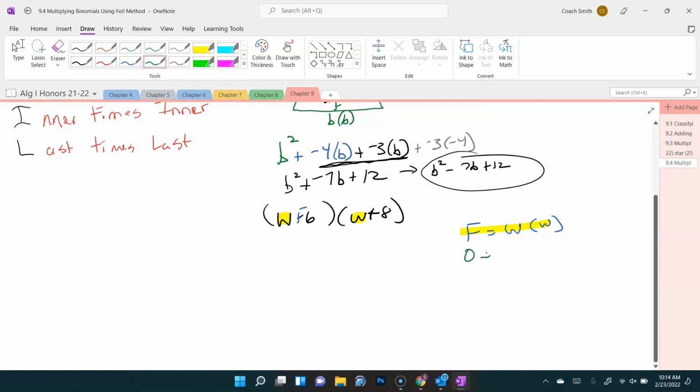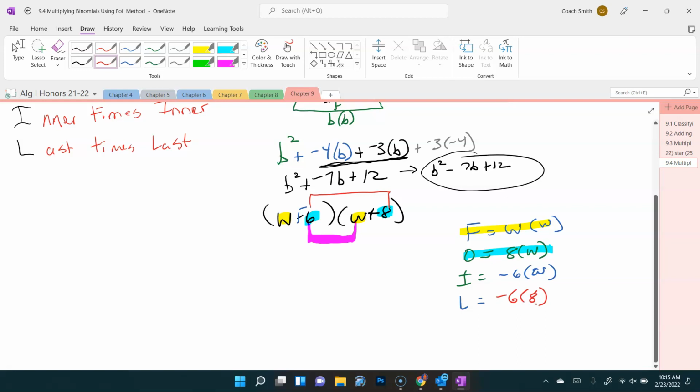The second one is the outer times outer. Well, what are the two outer terms? W and 8. So that is 8 times W. Then the inner times inner. Let me do this one first, outer times outer. That was this one. Now the inner times the inner, negative 6 times W. And then the last times the last is equal to negative 6 times 8.